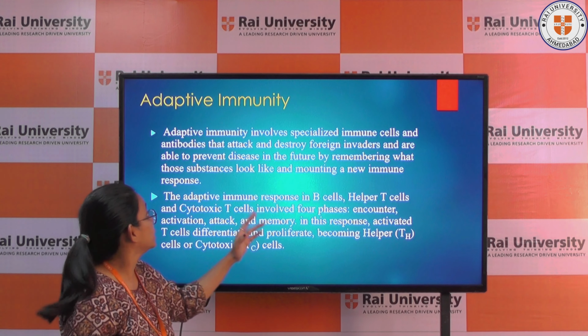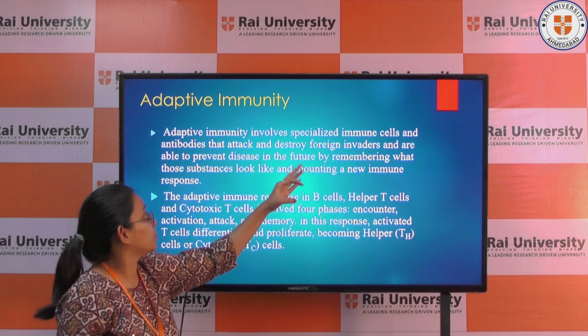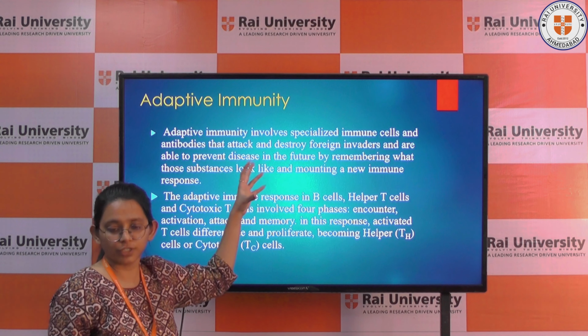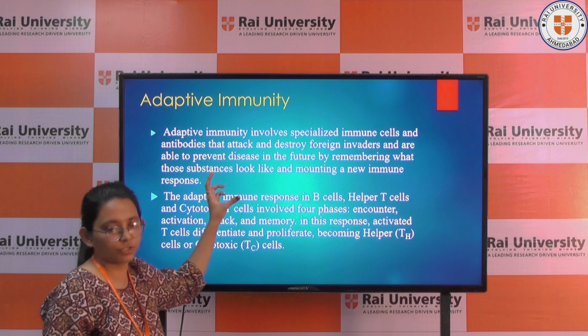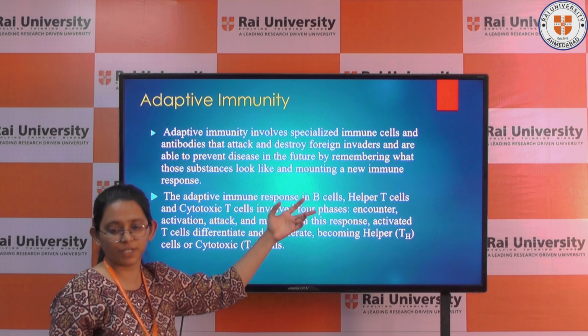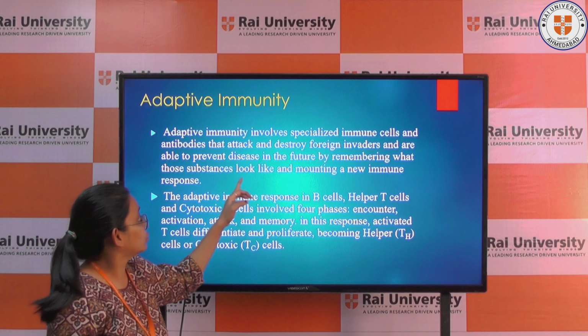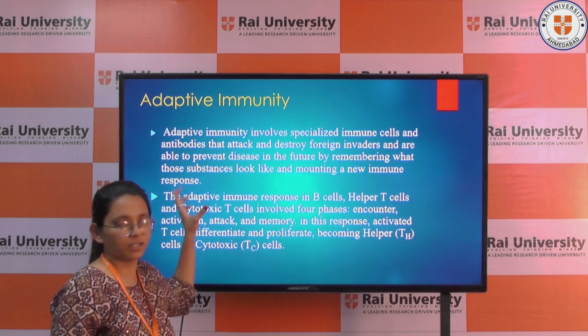Now, adaptive immunity. What is adaptive immunity? It is the immune cells which attack and destroy foreign invaders, and by remembering substances that look like them, it can prevent disease with a new immune response.